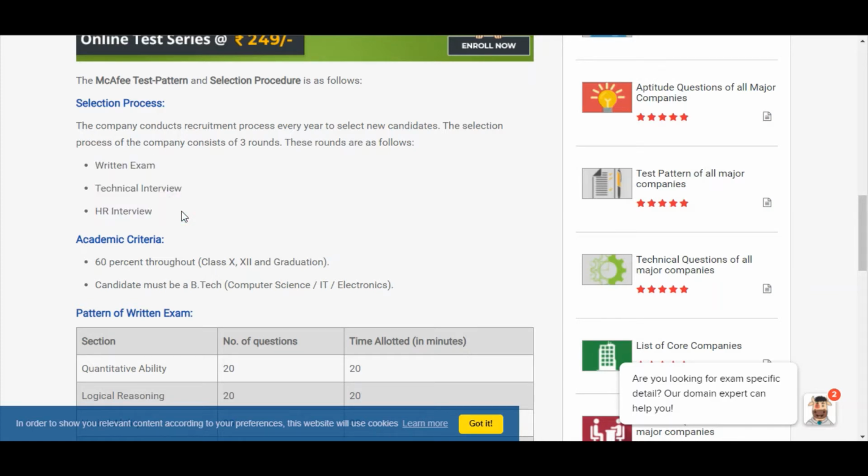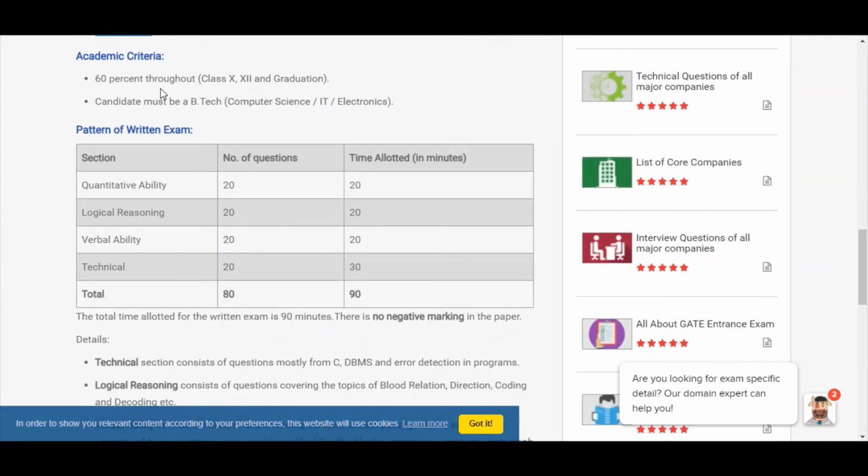After some research on the internet, I found that sometimes they keep 2 or 3 technical interviews in order to test your technical knowledge. So it depends on the situation in the company. But basically there will be 3 rounds only: written exam, technical interview, and HR interview. And you should have an academic criteria of 60 percent throughout class 10th, 11th, and graduation. And you should be from branches like computer science, IT, or electronics. I already told these things before in the eligibility criteria section.